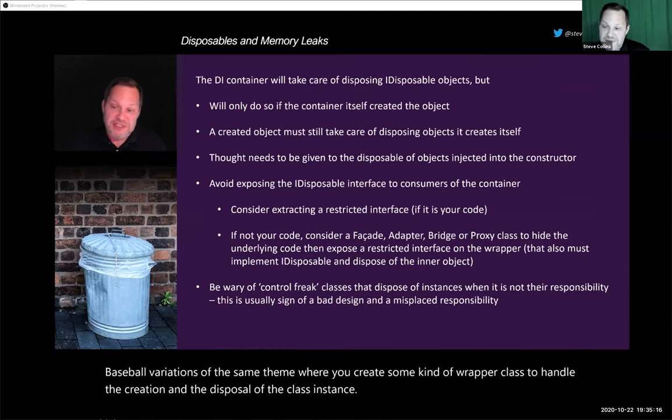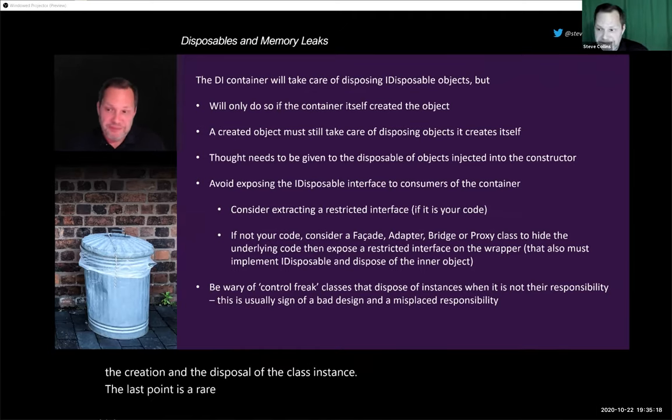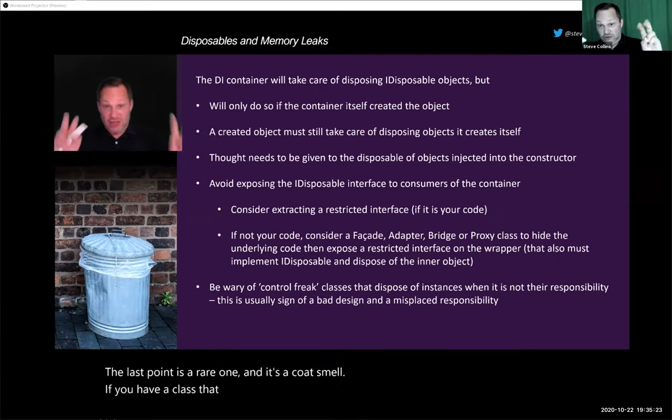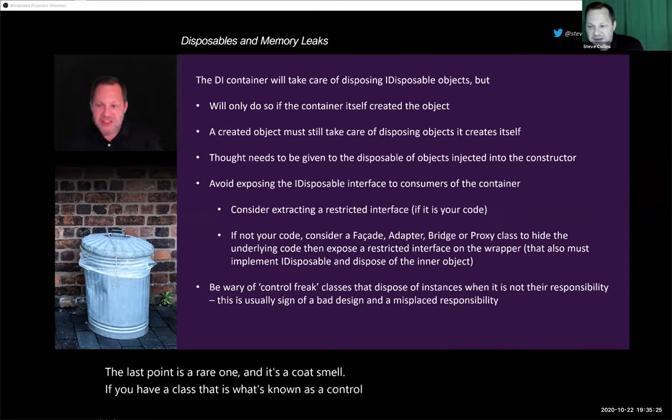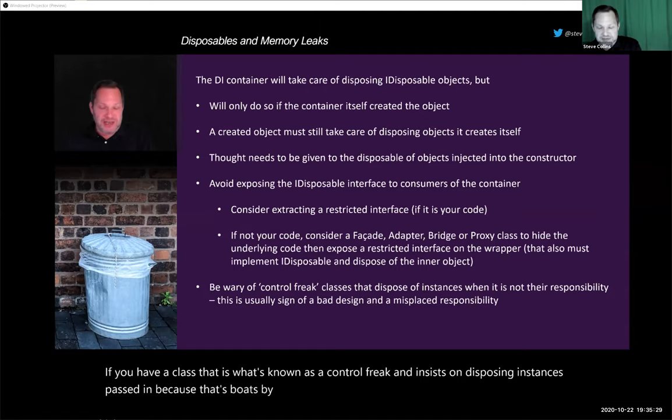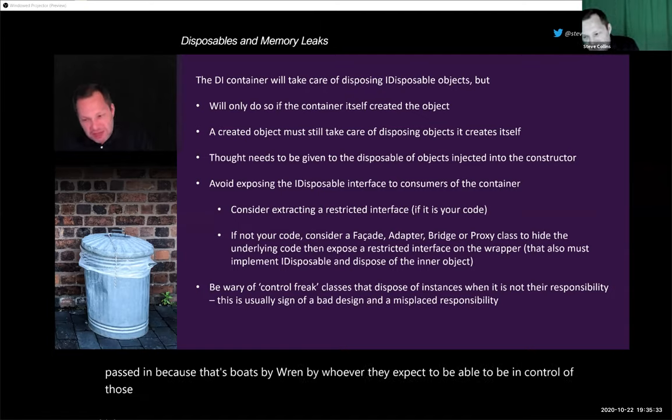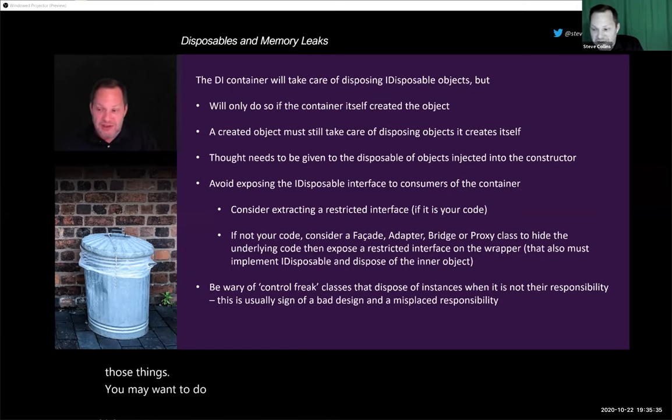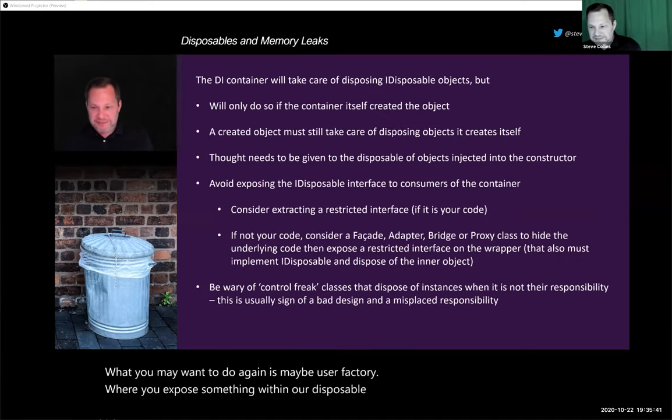The last point is a rare one, and it's the code smell. If you have a class that is what's known as a control freak and insists on disposing instances passed in, because whoever wrote it expects to be in control of those things, what you may want to do again is maybe use a factory where you expose something with an IDisposable, but it's very short lived.